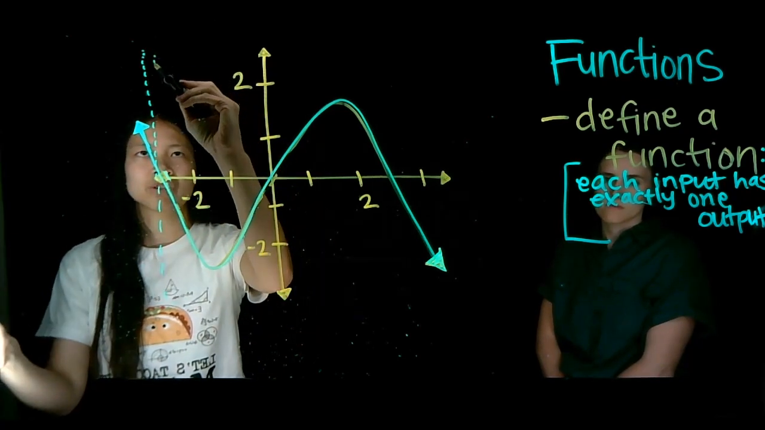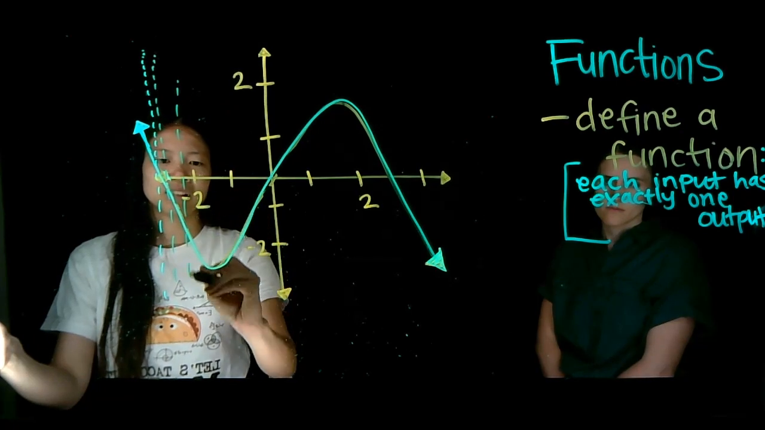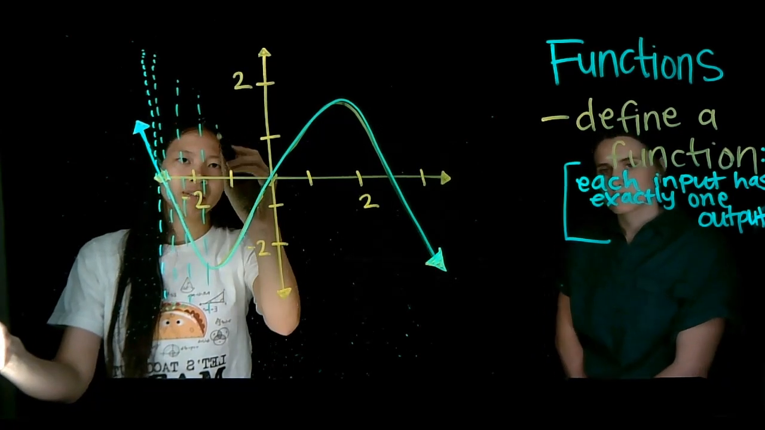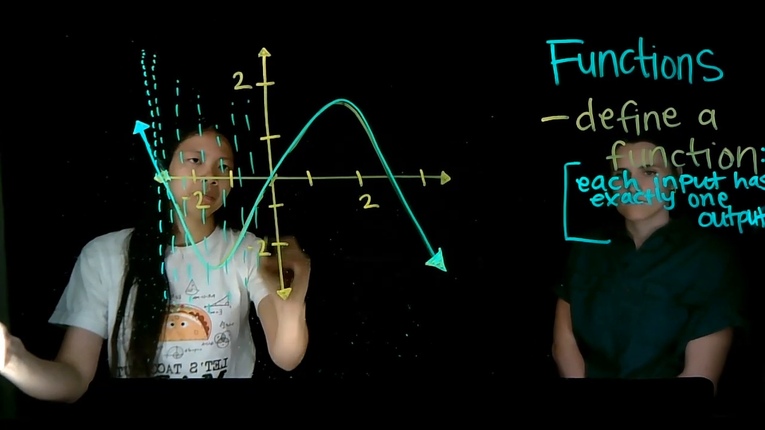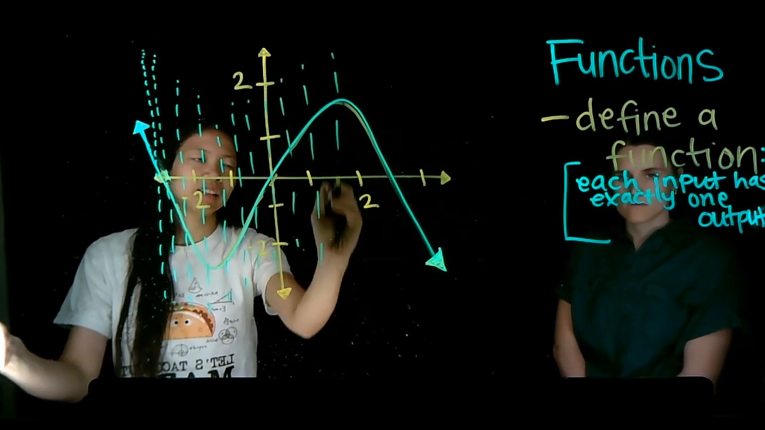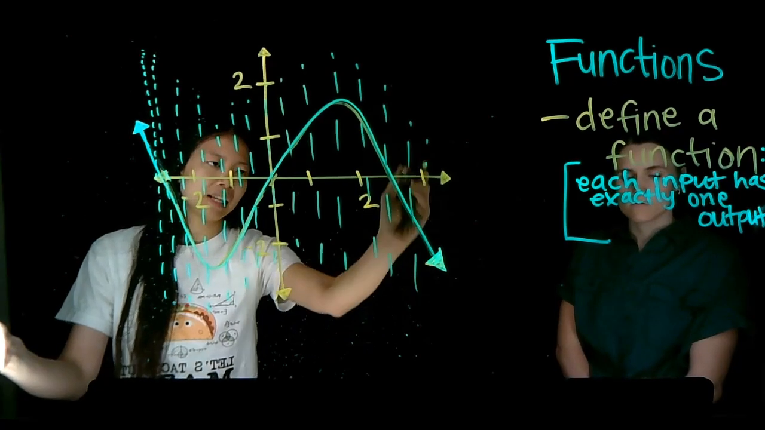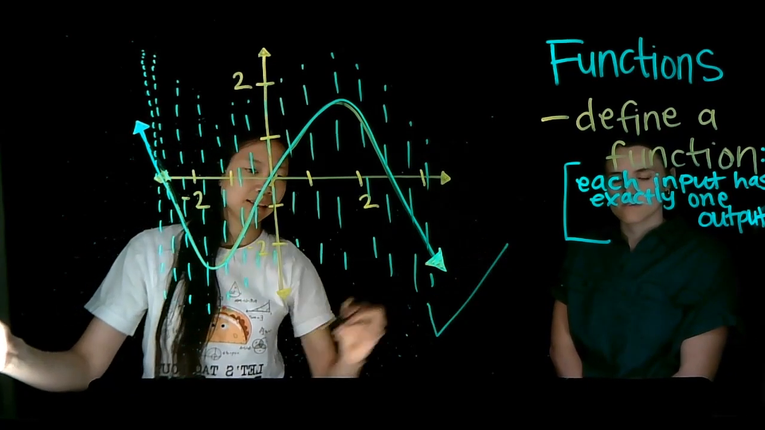So I'll just draw several. Imagine this is like a time lapse. The line is moving along and it only hits the green graph at 1 point every time, right? If we kept going, so again, imagine this is moving along from left to right, it only hits at 1 point. So yes, this is a function.